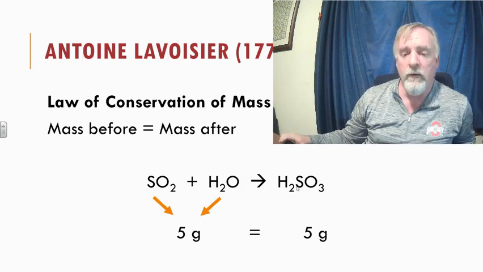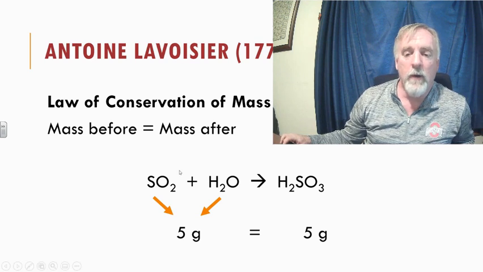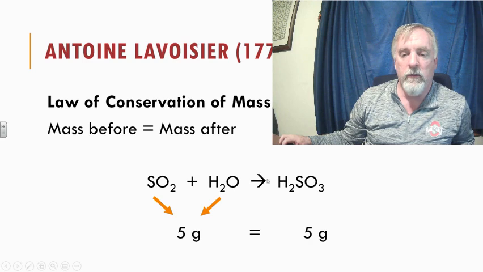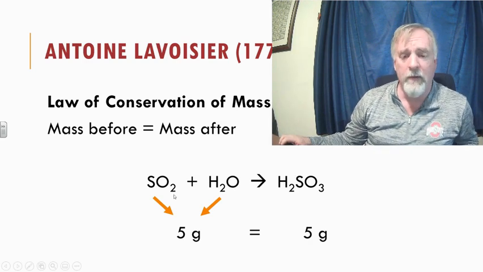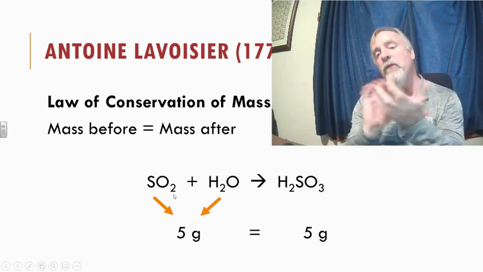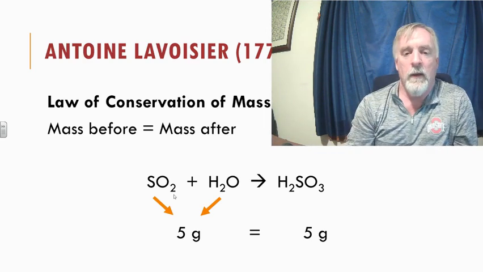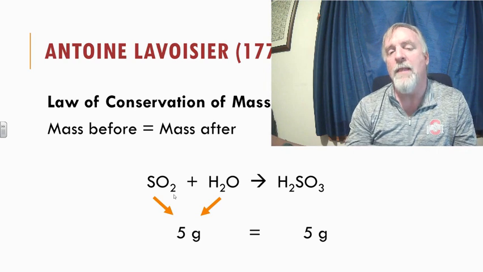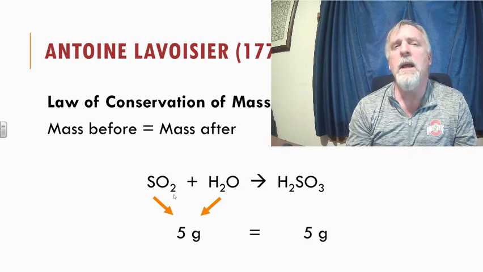All we did is we rearranged them. So on the right-hand side of our arrow in our product, we still have 2 hydrogens, because that's what we had on the left. We still have 1 sulfur because that's what we had on the left. We still have 3 oxygens on the right because that's what we had on the left. So all we did is we moved our puzzle pieces around. We recombined them.